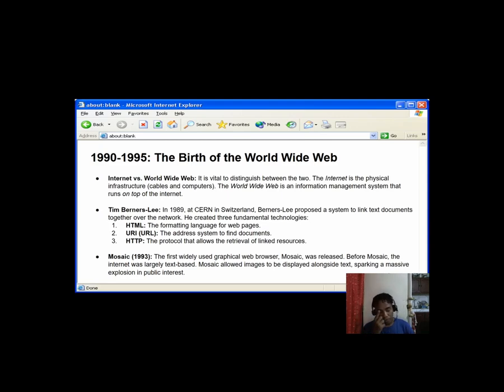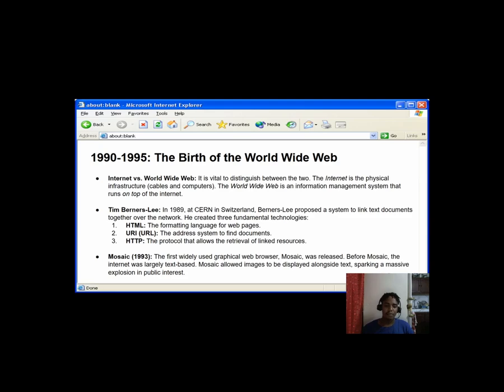1980 to 1995. The birth of the World Wide Web. Internet versus World Wide Web. It is vital to distinguish between the two. The Internet is a physical infrastructure, keyboard and computer, and the World Wide Web is an information management system that runs on top of the internet.